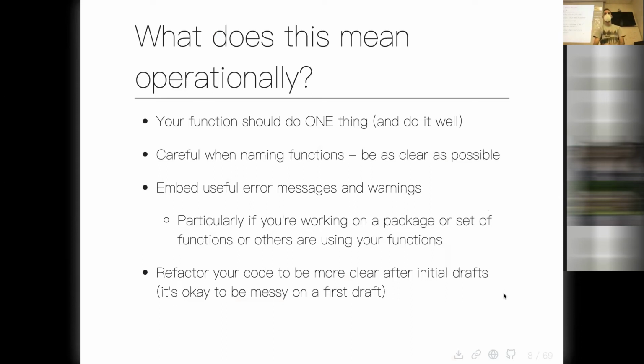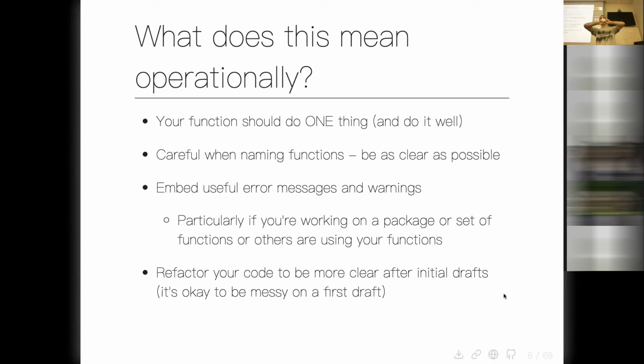Okay. So operationally, when you're writing functions, they should do one thing and do it well. Be careful about naming functions. We've talked about this just a minute ago. And then embed error messages and warnings that are useful and helpful for you and for the user. Okay. The other thing that I would really encourage is to refactor your code. Okay. I think of writing functions that are going to be maintained.